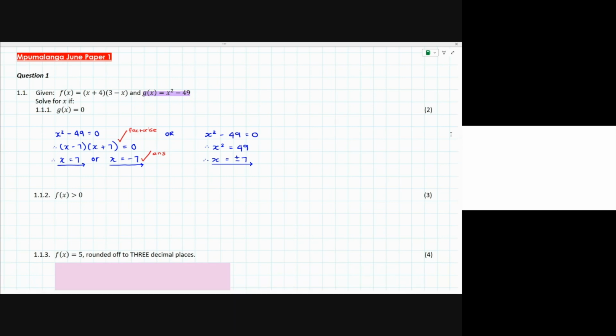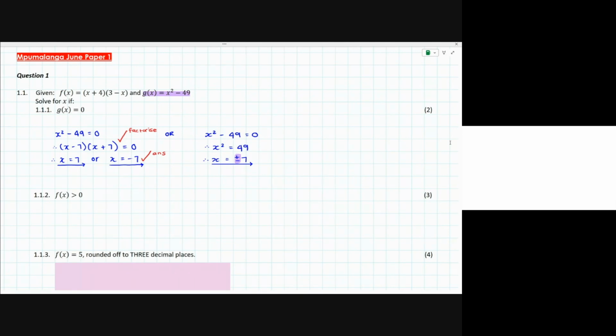The reason I prefer that, and I've said this to you guys before, is because often we forget the plus or minus when we use the square root method. I don't have a problem with the square root method, but don't forget that when you square root, you can get a positive or a negative solution. But essentially, mark for factorizing, mark for your answers.